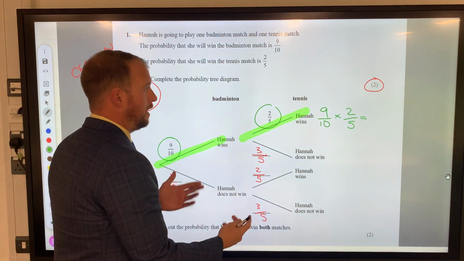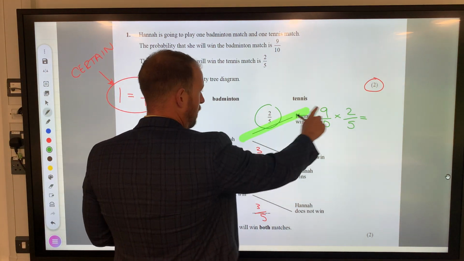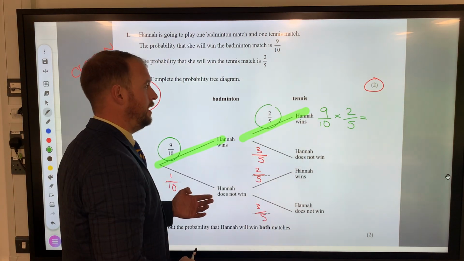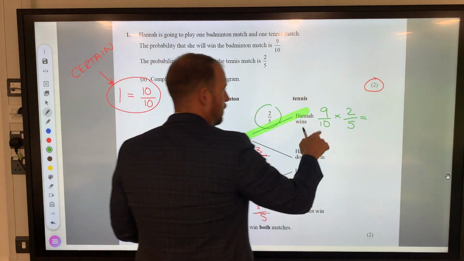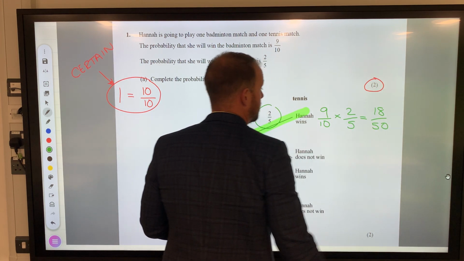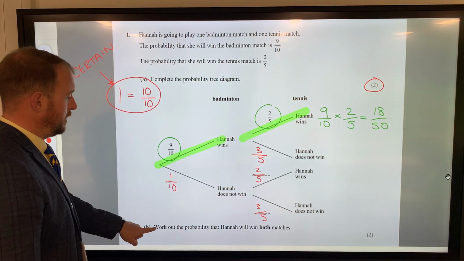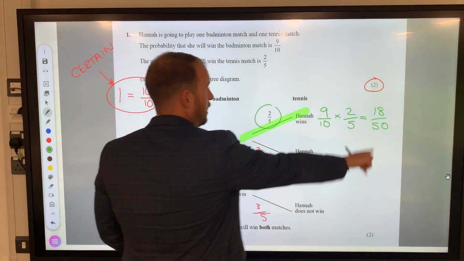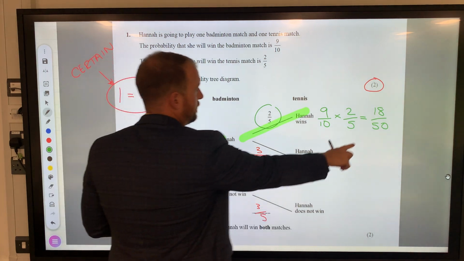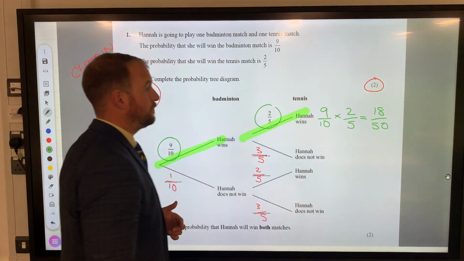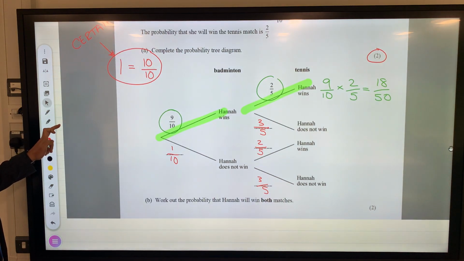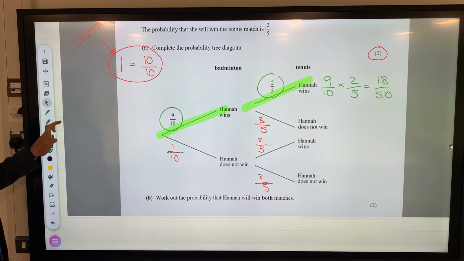However, just to show you now, I'm going to put it up here so you can see how it's formed together. You'll notice I've used a green pen throughout, so you can see the journey and the path that we've taken. So 9 times 2 is 18, 10 times 5 is 50. So the probability that Hannah will win both matches is 18 out of 50. So if she had 50 matches, we would assume that she would win 18 of them. And that's the first style of question.